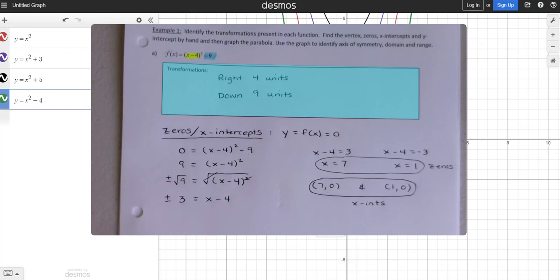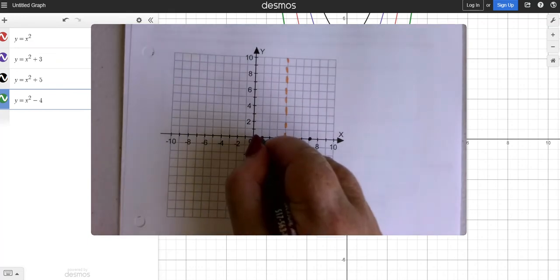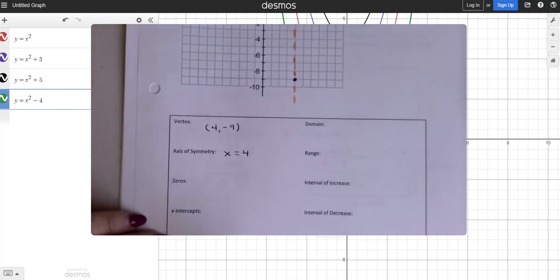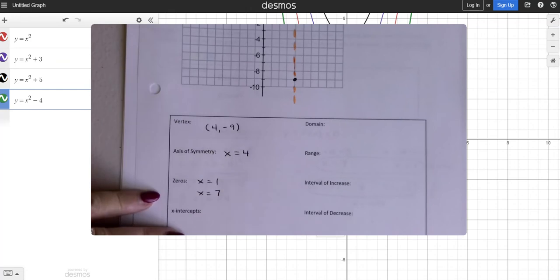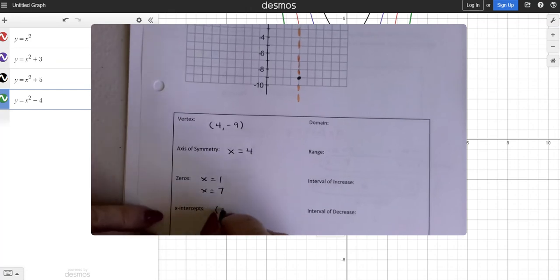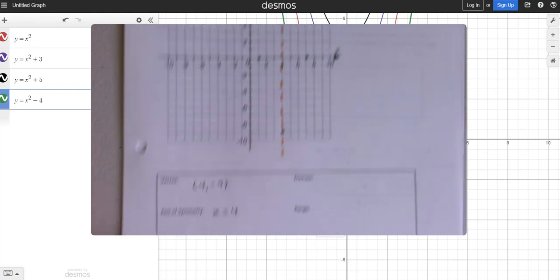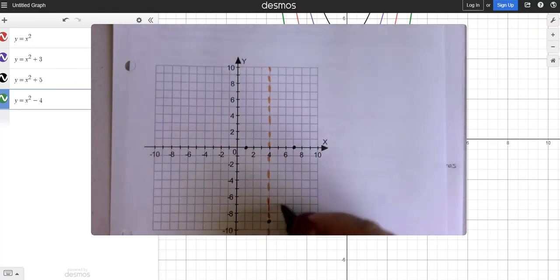So let's go over to the graph and we'll add that information and put those on there. So (7, 0) is an x-intercept, and (1, 0) is an x-intercept. And I'll add that here. The zeros were x equals 1 and x equals 7. X-intercepts (1, 0) and (7, 0). Okay. By the way, notice you should already be seeing the graph kind of take shape. Can you kind of imagine what that parabola would look like already?